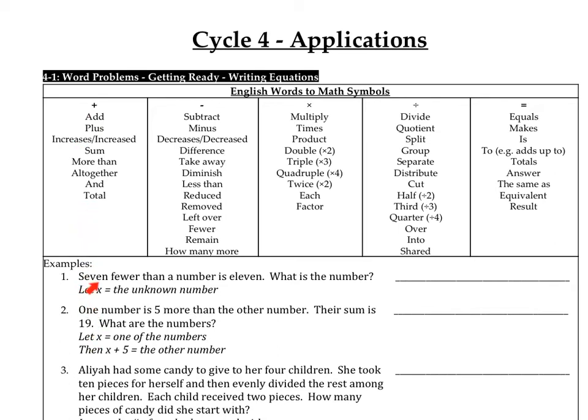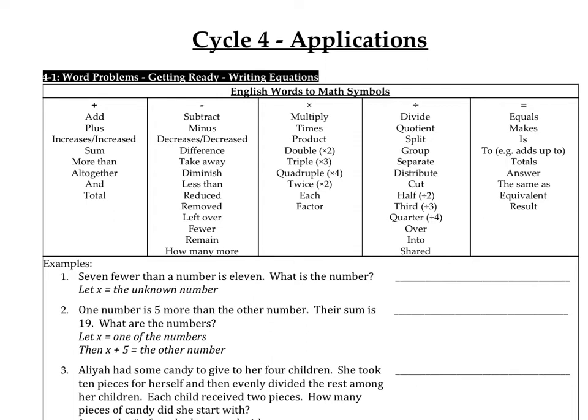So the first sentence says 7 fewer than a number is 11. What is the number? Anytime you are translating a sentence into a math equation, you need to make what is called a let statement. So you're basically picking a variable to represent what we don't know. So we don't know what the number is, so we're going to use x to represent what the number is. So 7 fewer than that number x is 11.